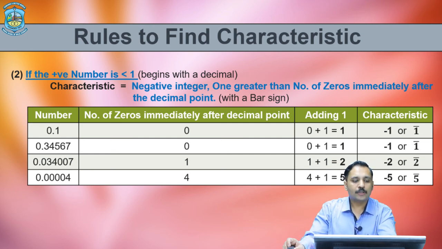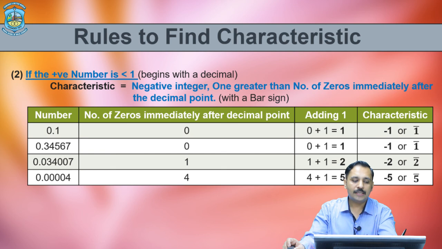The second example is 0.34567. Here, though we have many values, immediately after the decimal we don't have any 0. So again, we have 0 plus 1, that is 1, with a bar as our characteristic. In the next example, it is 0.034007. Here we have 3 zeros, but we should always look for the number of zeros immediately after the decimal. So here, after the decimal point, we have only one zero. That means 1 plus 1, we have 2 bar as the characteristic.